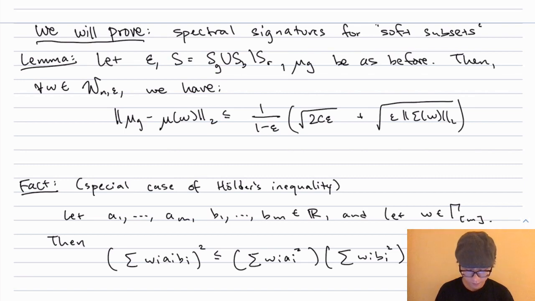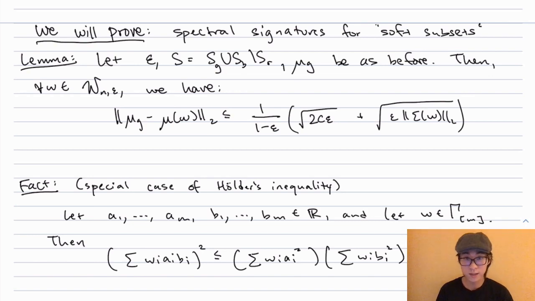In particular, lemma: let epsilon be as before, let S, which is S_good union S_bad minus S_bar, be as before, and mu_good be the empirical mean of S_good. And assume again this condition star, that S_good has bounded covariance. Then for all w in this set of reweightings script W, we have the following: the L2 norm difference between the true mean and the empirical mean with the reweighting w is upper bounded by the same quantity as before.